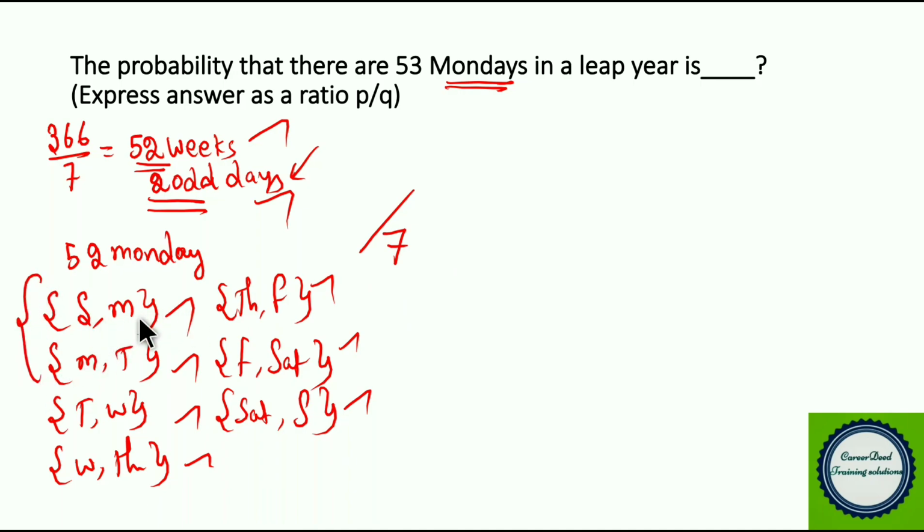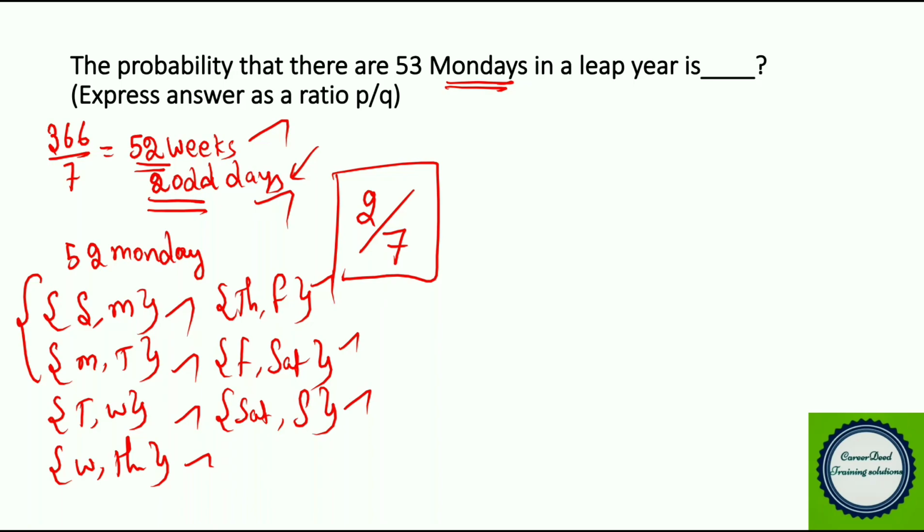So either you will get a Sunday, Monday or Monday, Tuesday as the combination. So 2 out of 7 is the probability of getting 53 Mondays in a leap year. So the answer for this question is 2 by 7. Here you have to represent the answer in the format of P by Q, so the answer is 2 by 7. This becomes your answer.